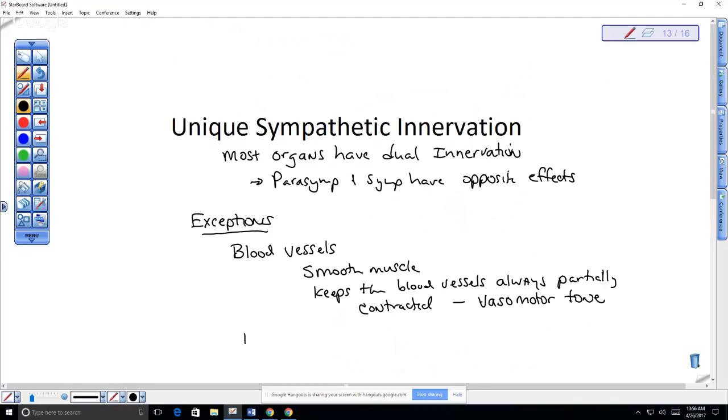We could also talk about the erector pili. Does anybody remember what these are? On the hair. These are muscles attached to hair follicles. So when you're scared and your hair stands up on end, that is sympathetic. There is no innervation of those muscles by the parasympathetic nervous system, only sympathetic.